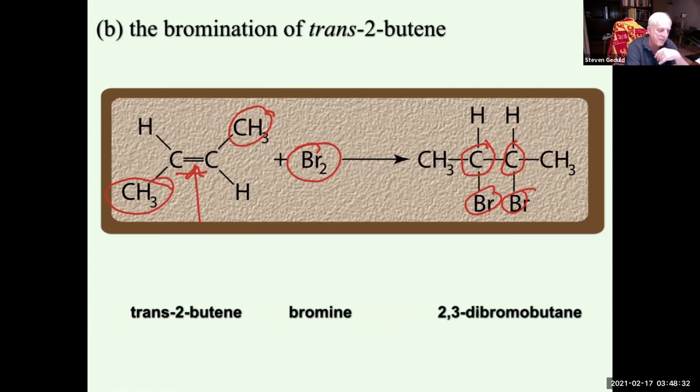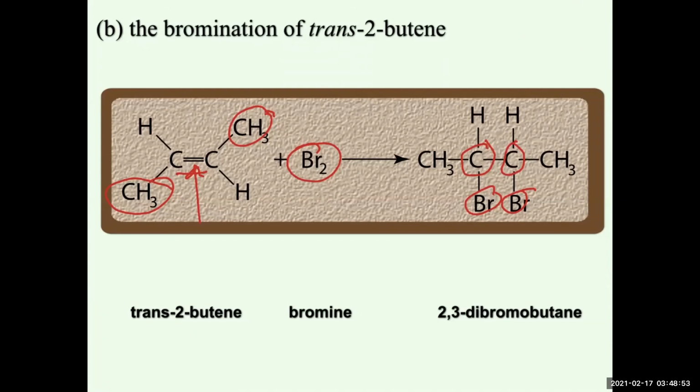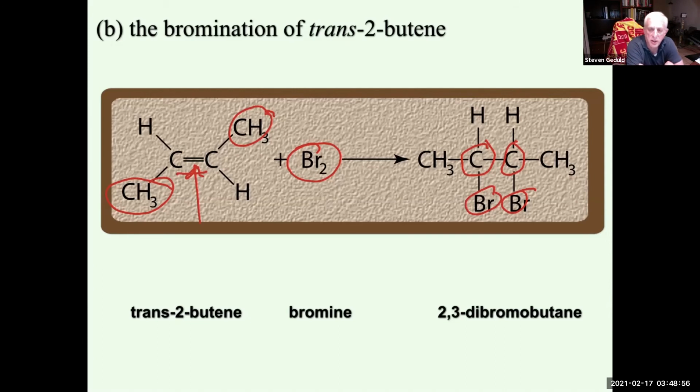Okay. Would it have mattered if I started with cis-2-butene? Would that have made a difference in the product? Yes or no? No. Because there's no cis-trans isomer in the product. It's all single bonds. So if I started with cis-2-butene, I would have ended up with the exact same product. Okay.